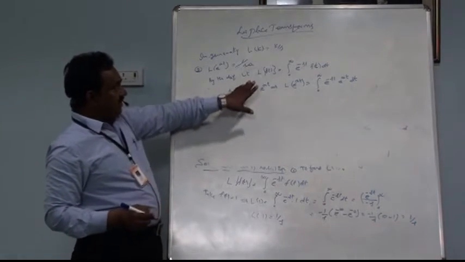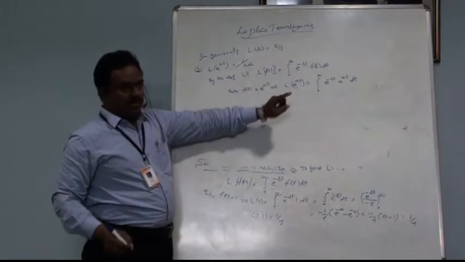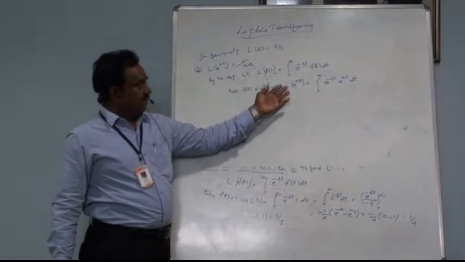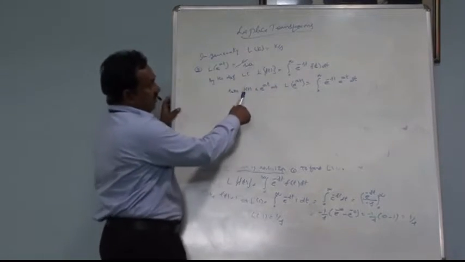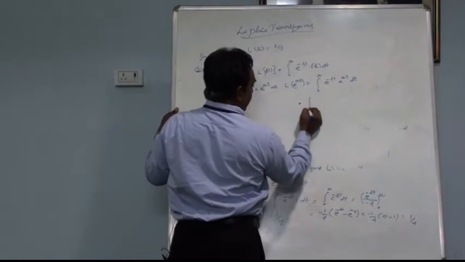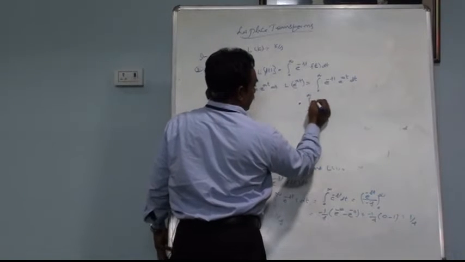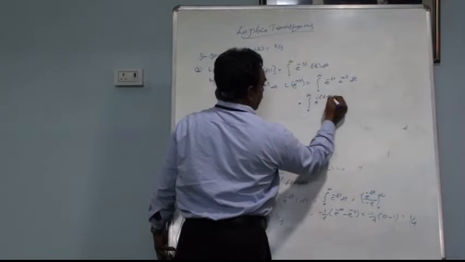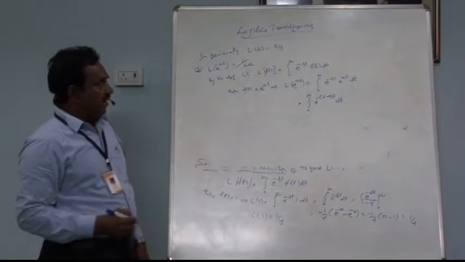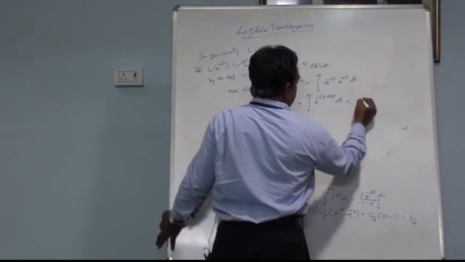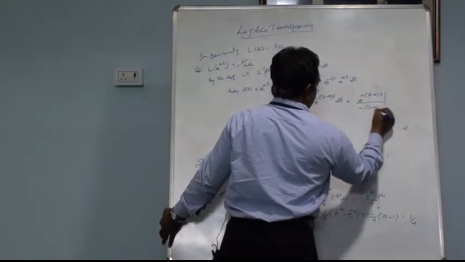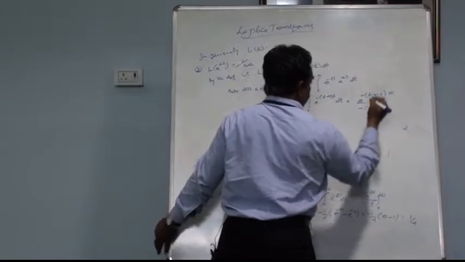Actually, the definition of L of f t is integral 0 to infinity e power minus st f of t. Now, we want to find Laplace transformation of e power at. So, in place of f of t, you take e power at. So, L of e power at equals this one. Now, this can be written as integral 0 to infinity e power of minus of s minus a into t dt. Now, its integration is equal to e power minus of s minus a into t by minus of s minus a, limits from 0 to infinity.